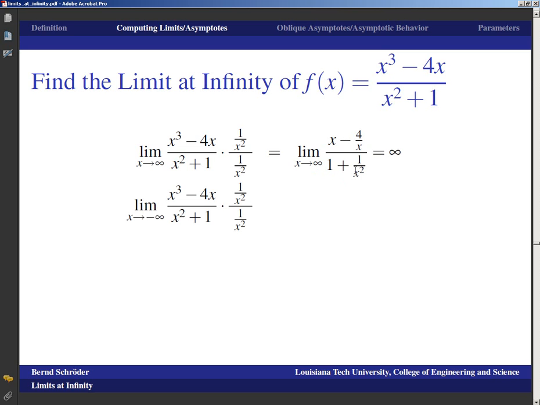Similarly, as x goes to minus infinity, we expand with 1 over x squared. We end up with the same thing, and the limit is minus infinity this time around, because as x goes to minus infinity, this part here goes to minus infinity, and the rest, this goes to 0, this goes to 1, and this goes to 0. So we end up with this limit being minus infinity.